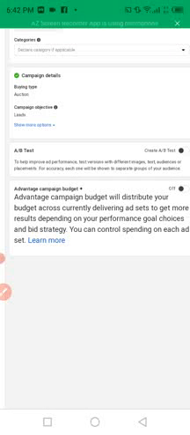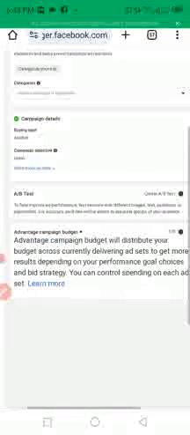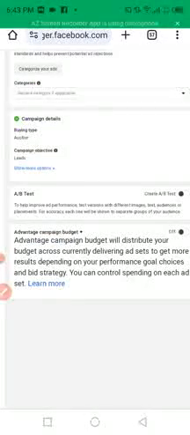Alright. Now your Facebook ads has three stages. When you are running Facebook ads, it goes through three stages. The first stage is the campaign level. The campaign level is where you select your campaign objective or your ads objective. Do you understand? So you select your objective under your campaign level.